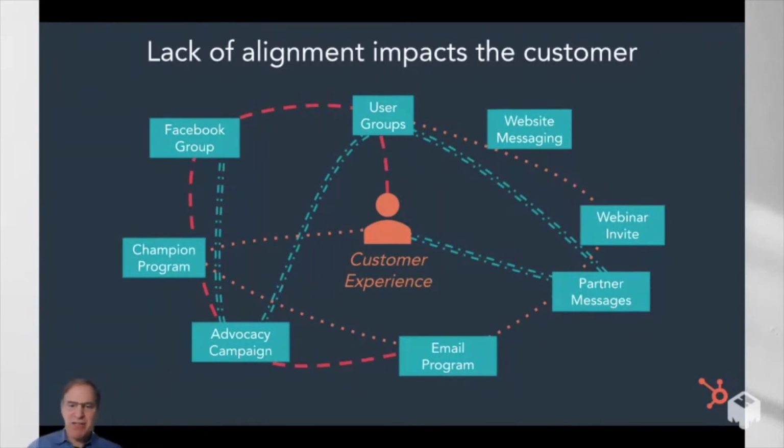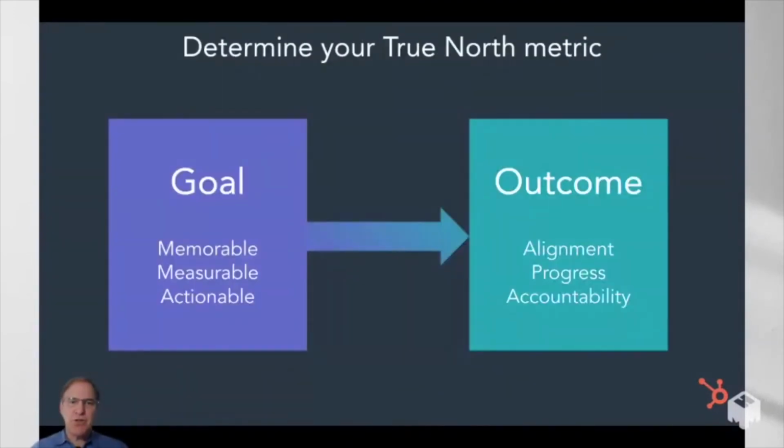You could have people in your advocacy program. It could be the same people and two different groups are communicating with them. Same thing with, you have a community and then you have a Facebook group. You need to be aligned with those folks in the company to make sure there's consistent messages. So how do you do that?